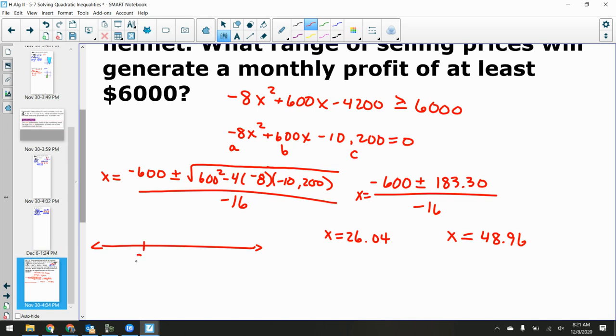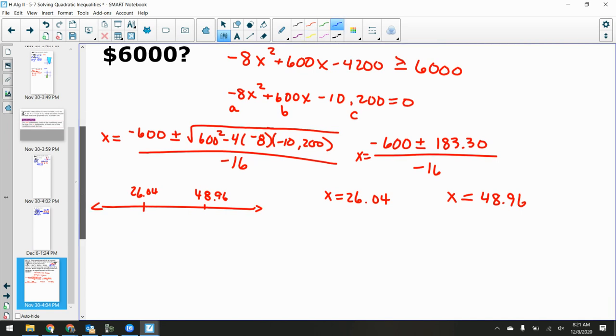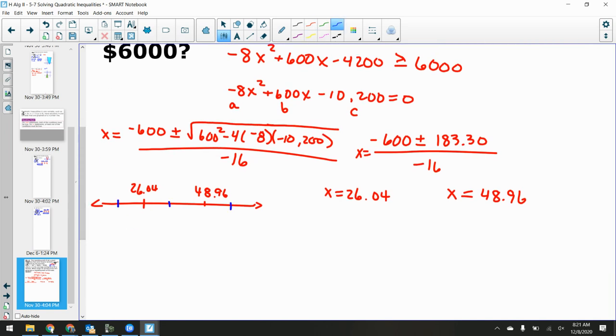We have a 26.04. Oh, I'd like to put them on top. Nested values go on the bottom. 26.04, and then a 48.96. So let's run three testing values. Let's say here, here, and here. Well, the best testing value I can get below 26.04 is 0. Let's say in between, I don't know, let's go with 30. Nice round number in there. And something above 48.96, let's go with 50 and see what happens.